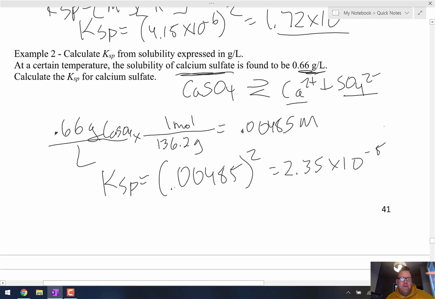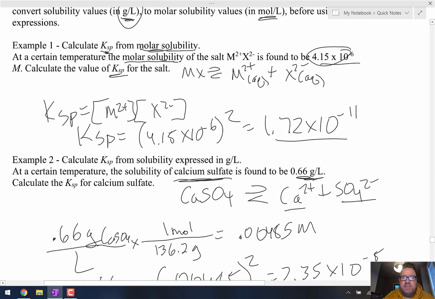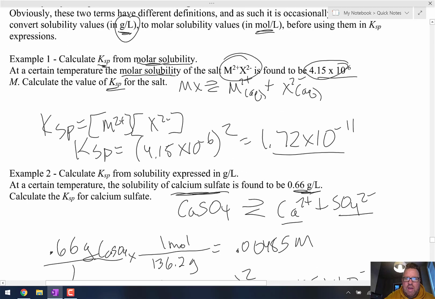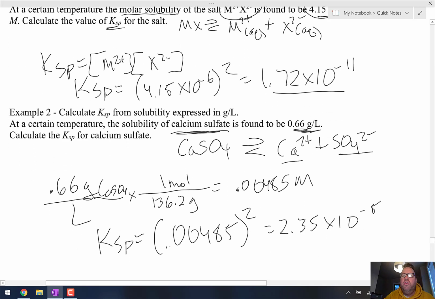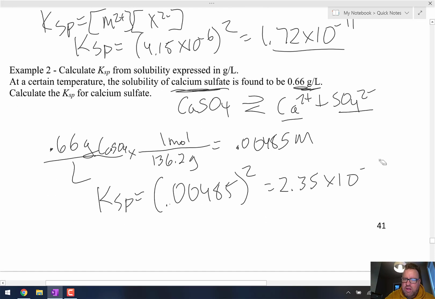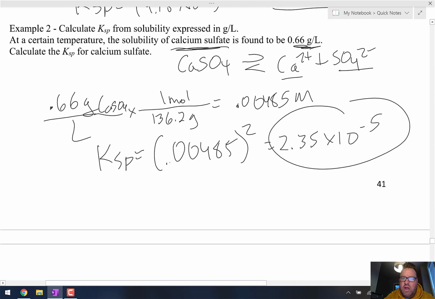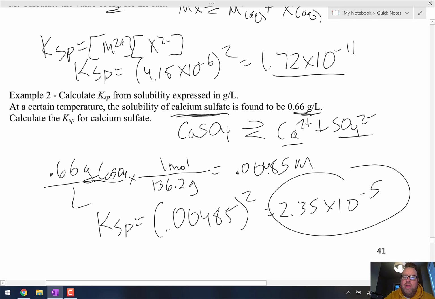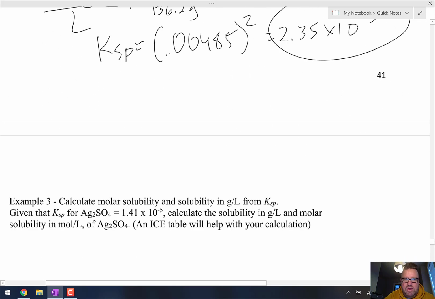Now, comparing calcium sulfate to this unknown M2+ X2- compound, which of those two is more soluble, calcium sulfate or that MX compound? Absolutely, this is supposed to be a 5. Okay, absolutely it is calcium sulfate because the equilibrium constant value is larger in calcium sulfate. It's only to the negative 5th rather than the other compound, which is to the negative 11th.